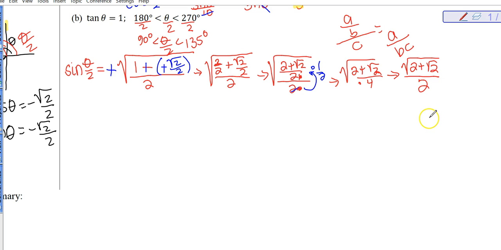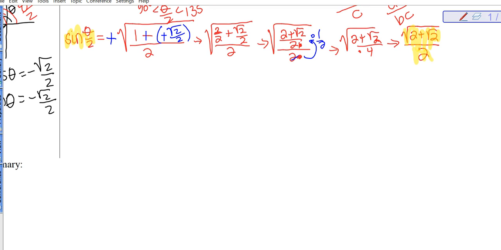And my darlings, that's as far as we can go. We can't simplify that further. That is the exact value of the sine of theta over 2, where your denominator is rationalized. I did. Calm down. Okay, cosine. It's a term of endearment. Don't be weird.